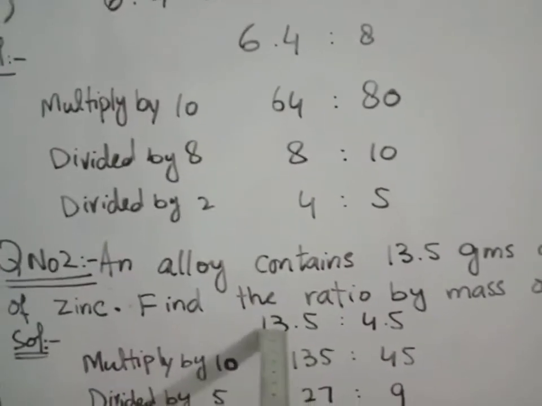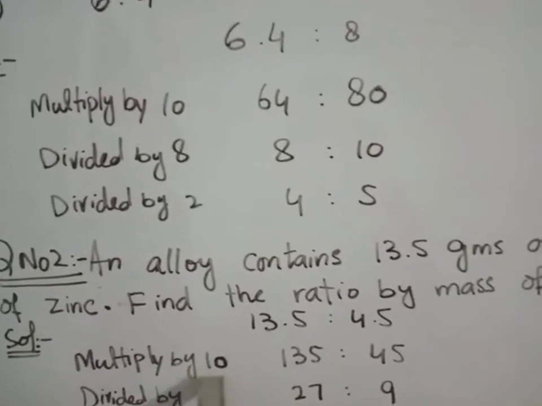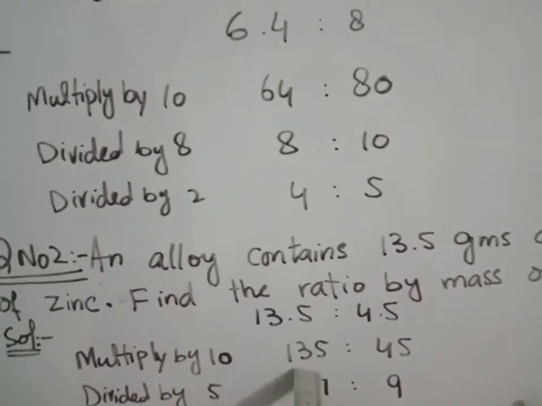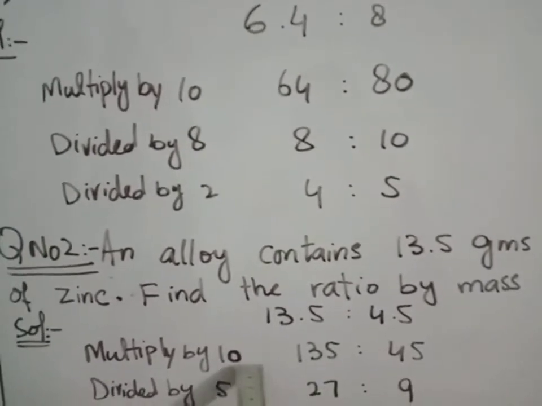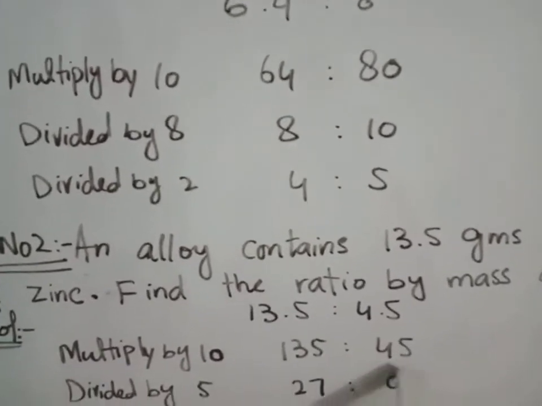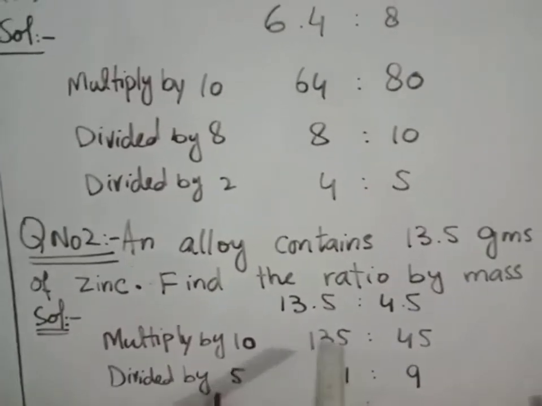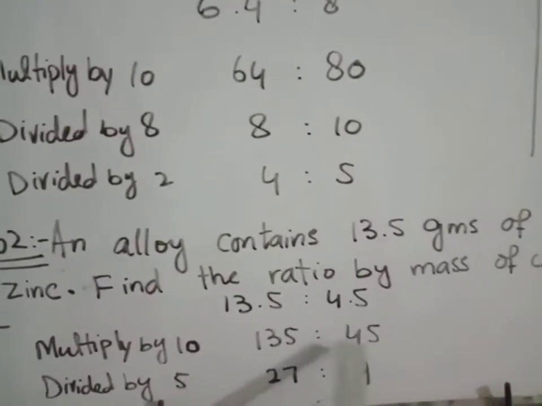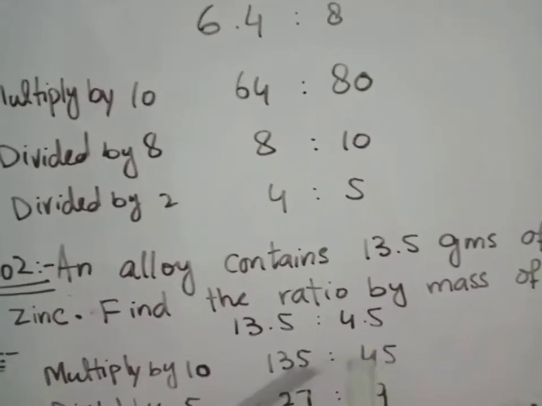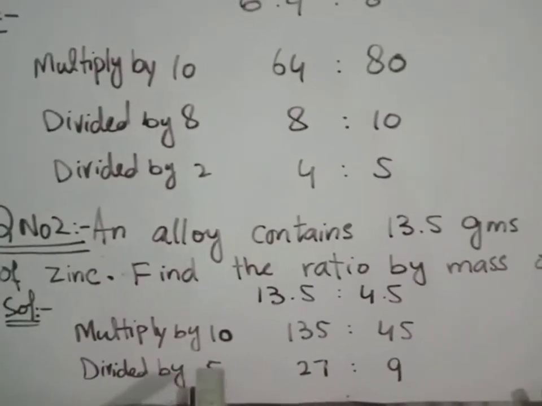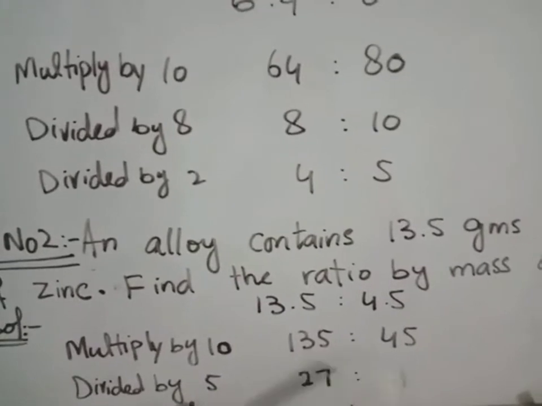Now 13.5 multiplied by 10, the answer will be 135. Same, 4.5 multiplied by 10, the answer is 45. This is 135 ratio 45. So the common table is 5, which will divide these two values. You will divide these values by 5.